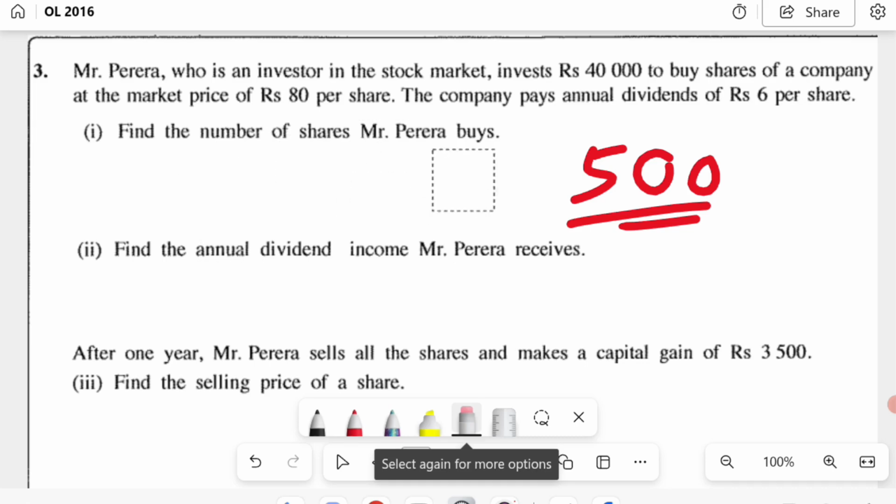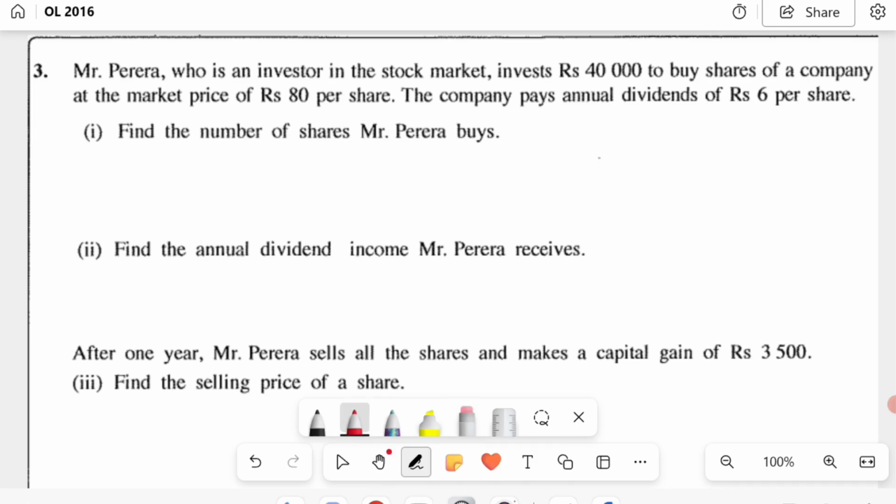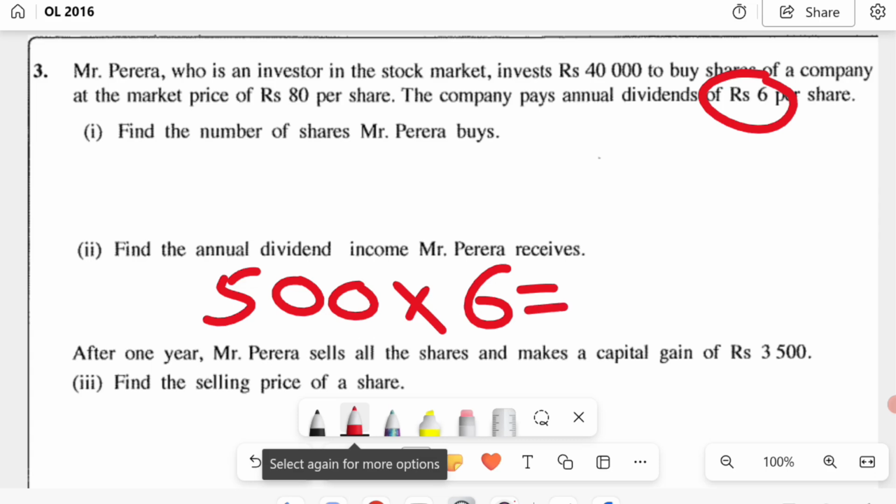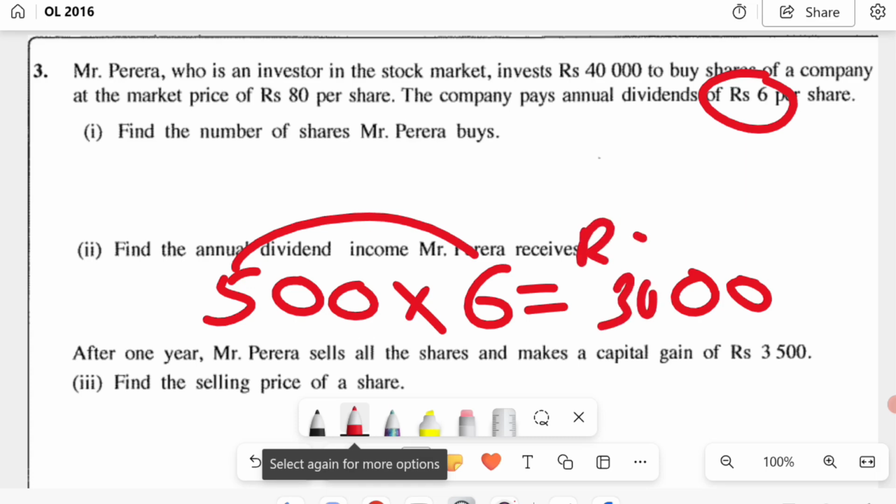Then part 2, find the annual dividend income Mr. Pereira received. When finding annual dividend income, we have to multiply dividend income per share by the number of shares. We have found the number of shares, 500. We have to multiply by the annual dividend income per share, 6 rupees. Then we can multiply it. There are 2 zeros we can put at the end of the answer. 6 times 5 is 30, so 3,000 rupees.